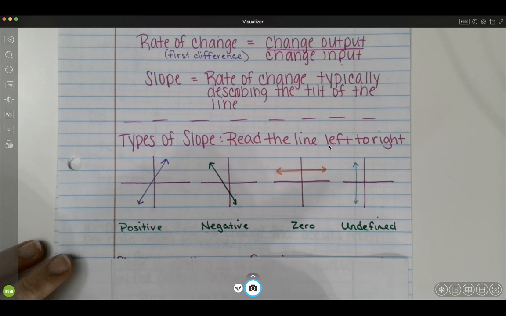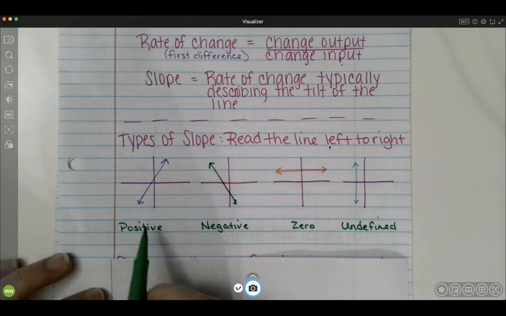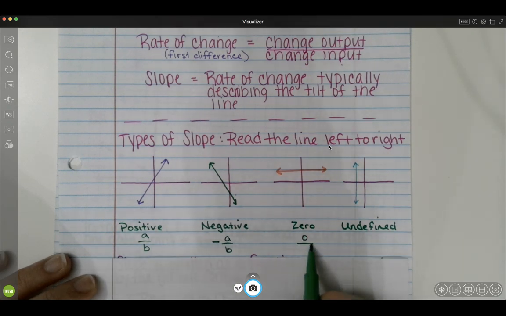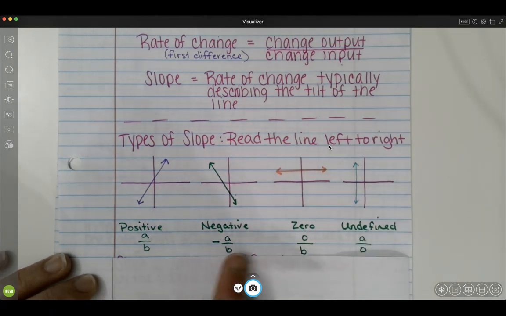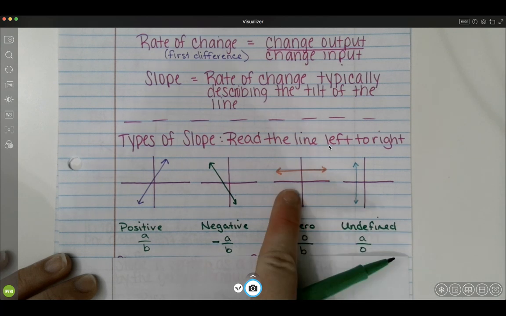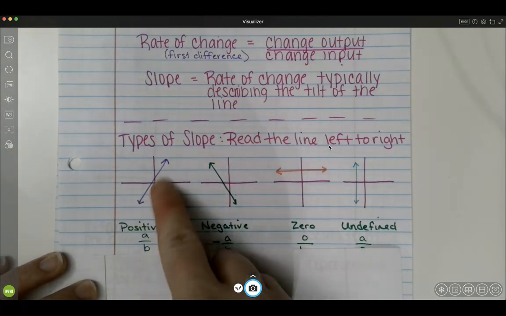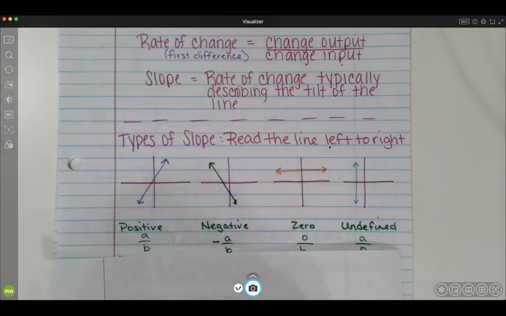And what this means is the slopes themselves, the fractions that we would be getting for these, would be positive a over b, some number over some number, a negative a over b. Here I would have 0 over any number. And here I would have some number over 0. So if I see the format of any of these fractions, there should be a visual line to match it to be able to identify it. So again, up the line, down the line, across the line, or falling off the cliff.